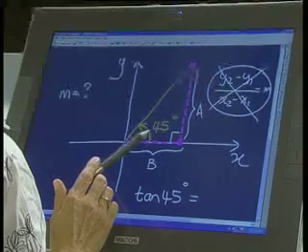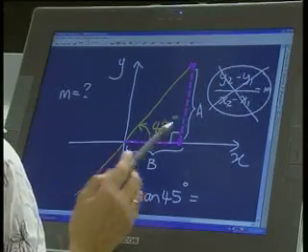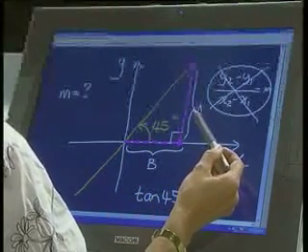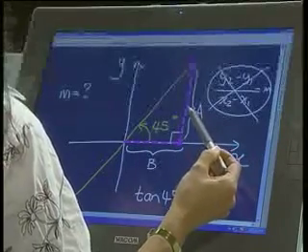Adjacent over opposite. No. Tan theta, or tan of an angle, is always opposite over adjacent. Always. It doesn't change. It's fixed. Okay, Nayo? All right. So tan theta.